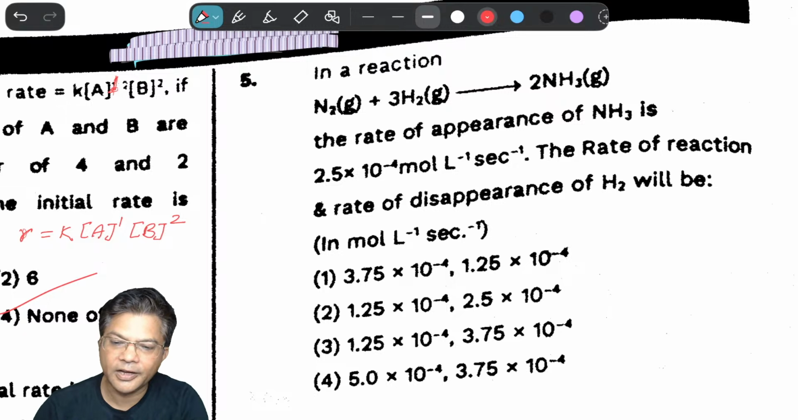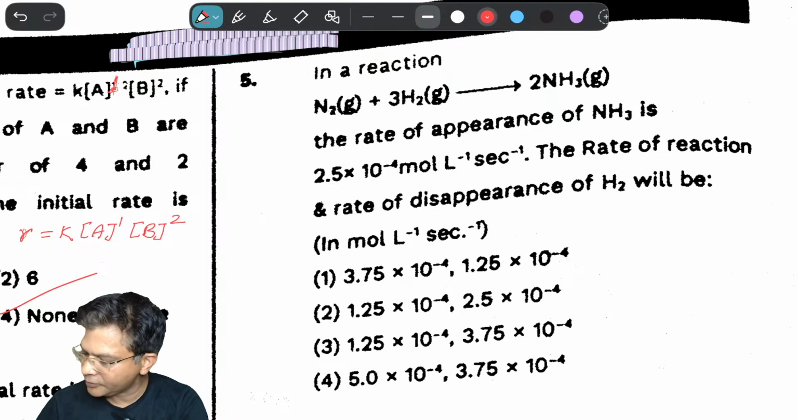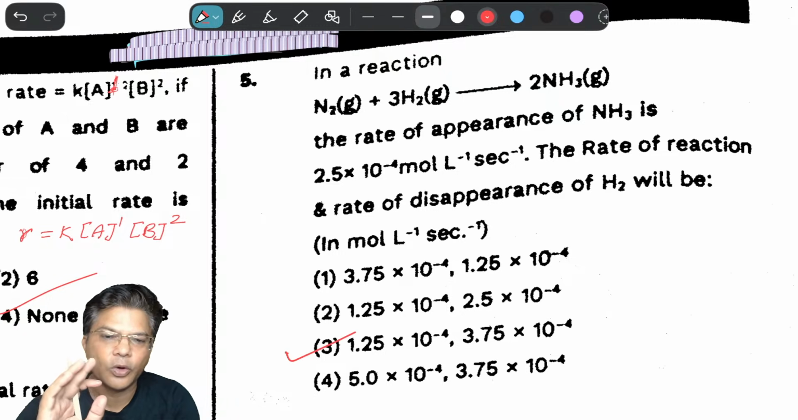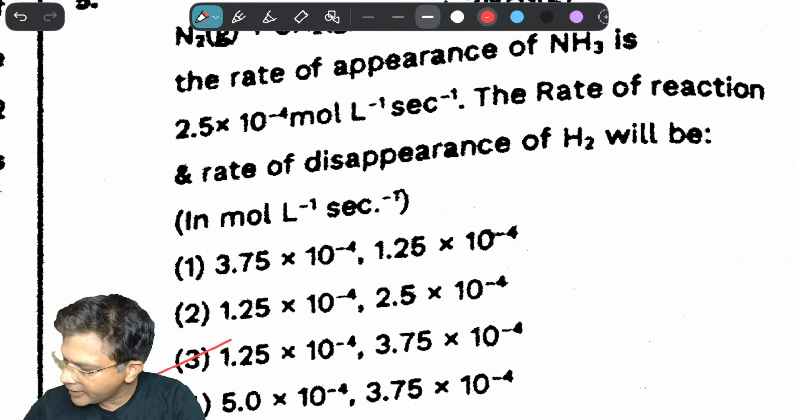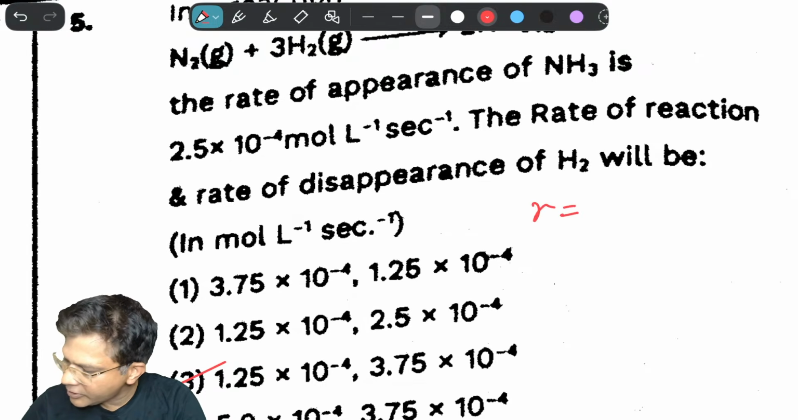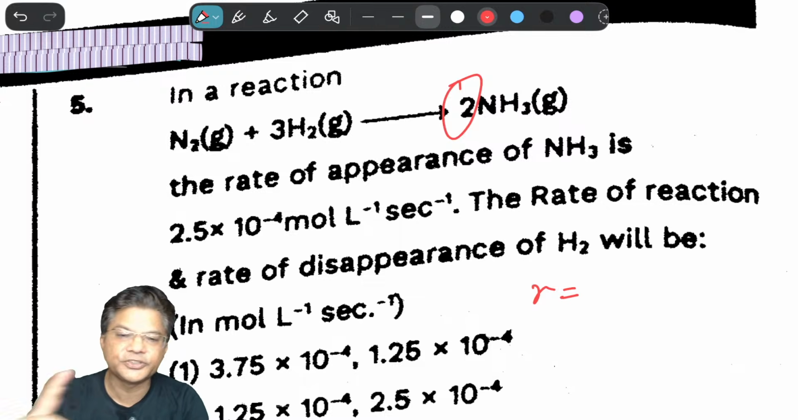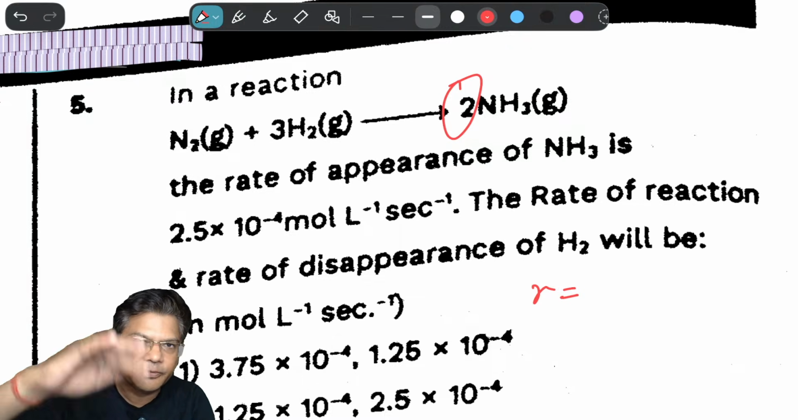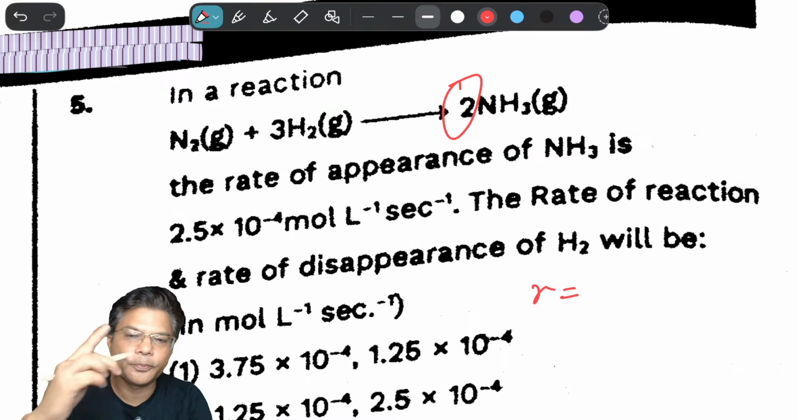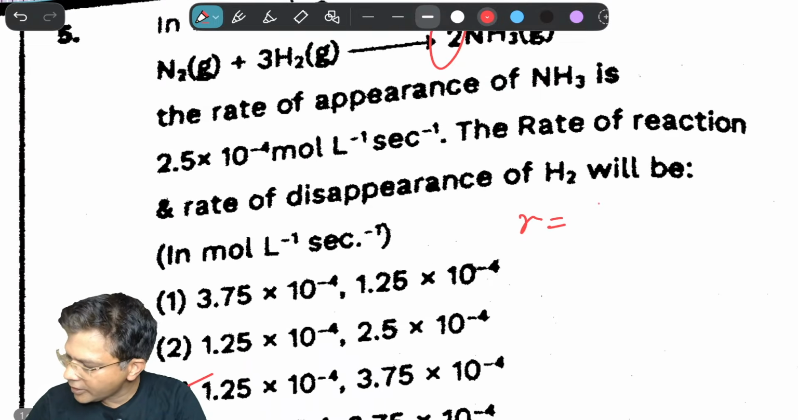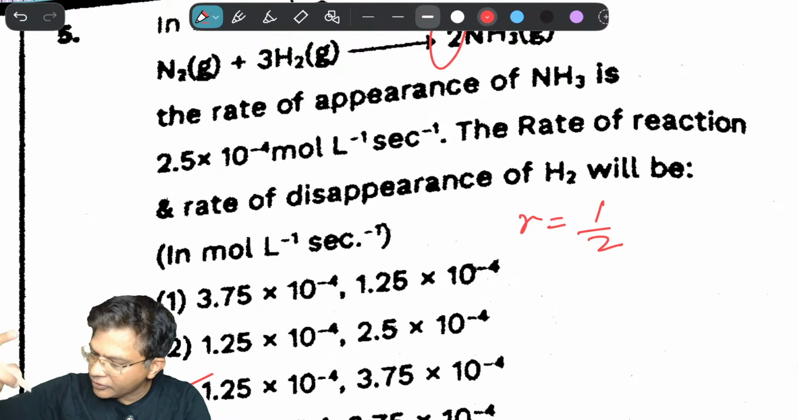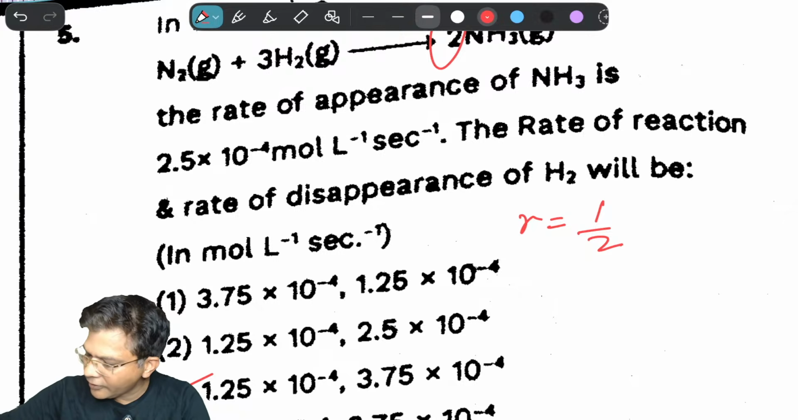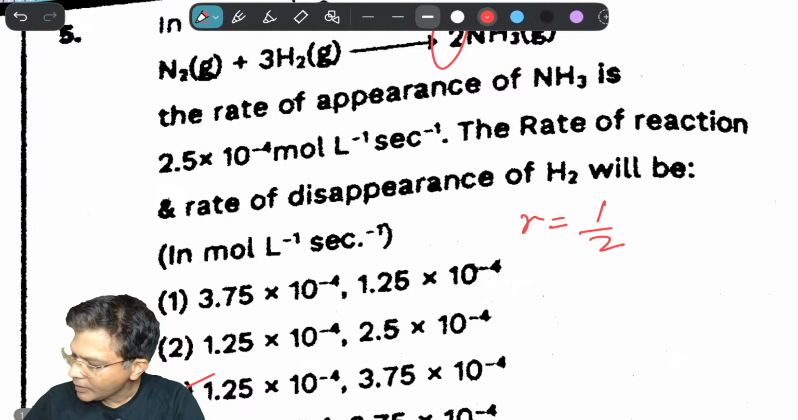Eleven, Jagannath, Snoopy, your answer is absolutely correct. Third. Now let's see those who are not able to understand. Let me tell you how to write down the rate. Rate can be written as rate is equal to, with respect to ammonia. So see, the stoichiometric coefficient is 2. The stoichiometric coefficient will come down, and it is the product, so it will be positive. So R is equal to 1 by 2, and they said the rate of appearance of ammonia is this. So the rate of reaction will be 1 by 2 of ammonia's concentration change.